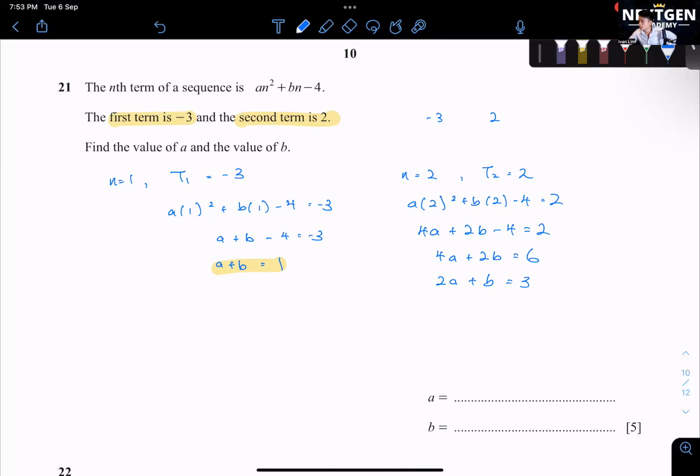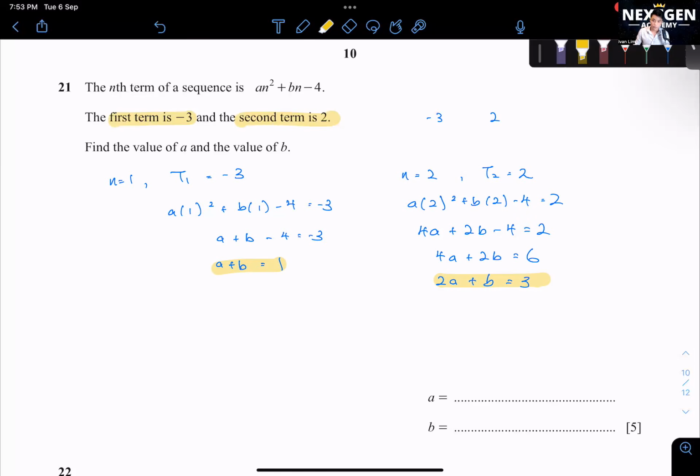Okay, did I calculate this correctly? 4, 2b minus 4, 2a plus b equals 3. Wait, I'll double check first. Okay, then I'll teach you all how to use the calculator method. 2, 1, 3. Okay, x equals 2.